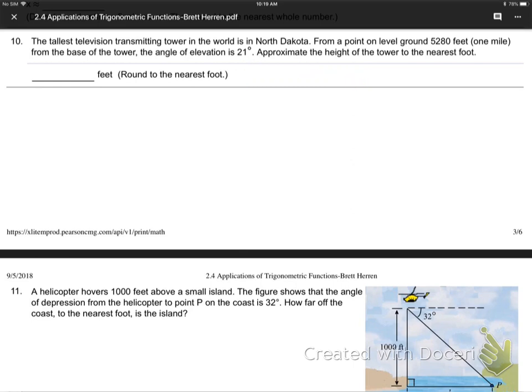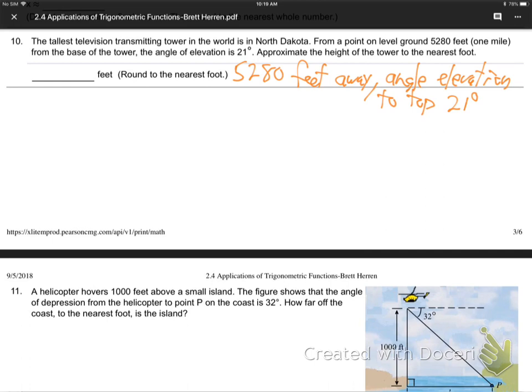Sorry. It's from a point on level ground, from the base of the tower, the angle. Okay. 5,280 feet away, so 1 mile away, the angle of elevation to the top is 21 degrees. Yeah, that's what they're saying. Find the height. So that's the only important fact you need out of all those words. So it's from 5,280 feet away. Its angle of elevation is 21 to the top.